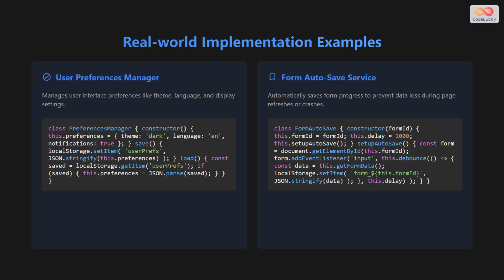Another popular use case is form autosave. In this example, the data from a form is saved periodically in the local storage to prevent data loss. The data is automatically saved using a debounce function, and the saved data can be retrieved in case the user returns back to the page.